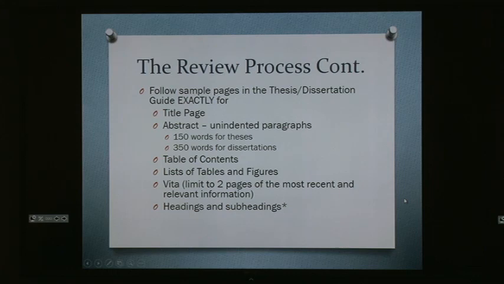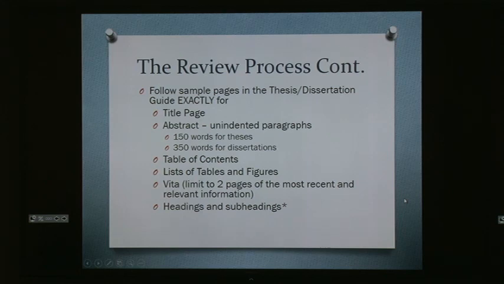Follow the sample pages in the thesis dissertation guide exactly for the title page. And we have samples for all of these in the guide. We also have templates for a few of these. I'll mention which ones those are in just a second.